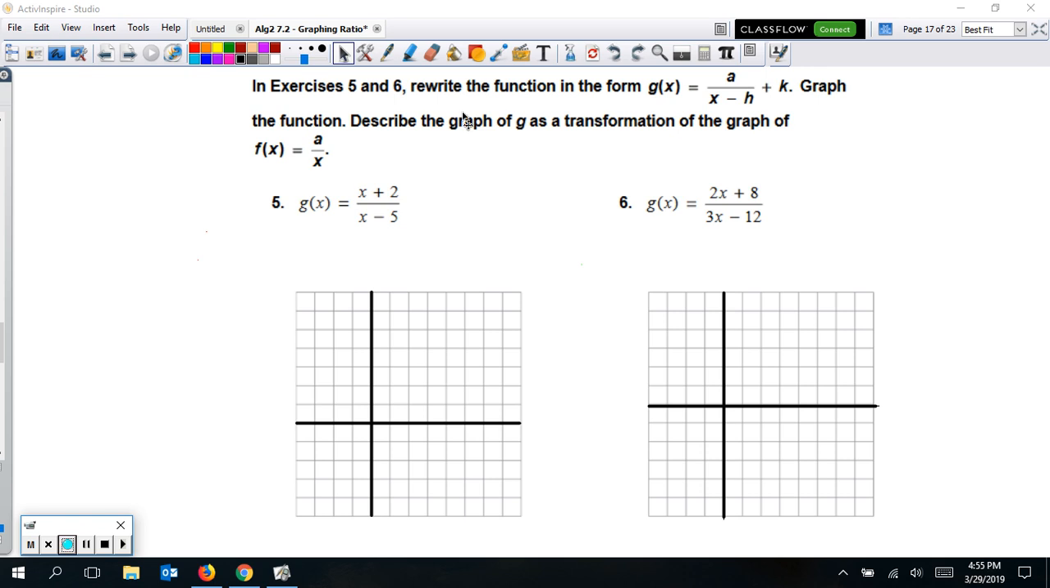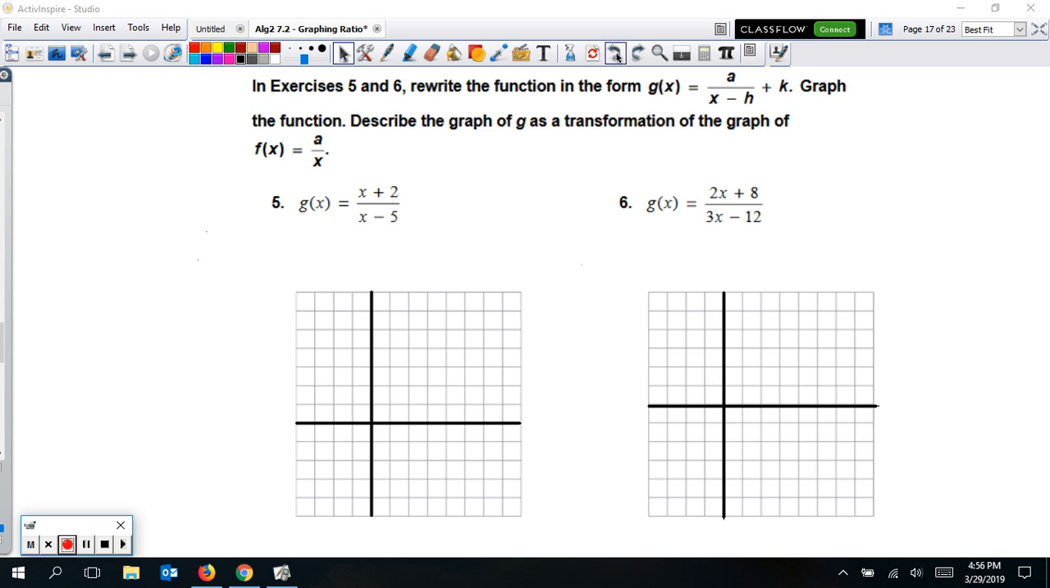So first of all, let's go ahead and rewrite the function in this form. To be able to do that, we have to go back and remember how to divide polynomial expressions, because that's what we have here. We have a division with x plus 2 divided by x minus 5. And so we have to do long division with this.